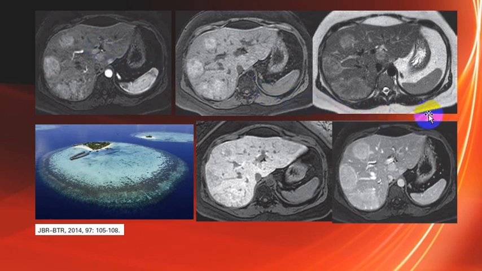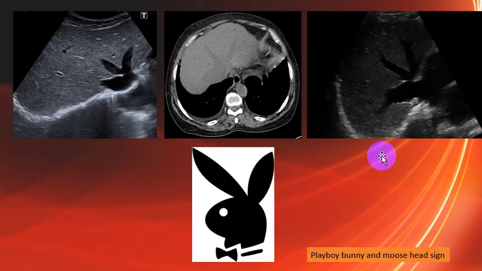And here a patient with liver adenomatosis, multiple adenomas, and here we see the T2 with the atoll sign, and the atoll sign is hyperintense in the periphery and low intense in the center. And here a patient with heart failure, and we see dilatation of the hepatic veins and the IVC, giving the appearance of a playboy bunny sign or moose head sign.